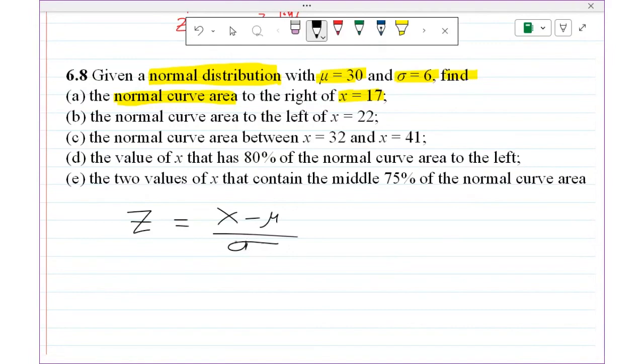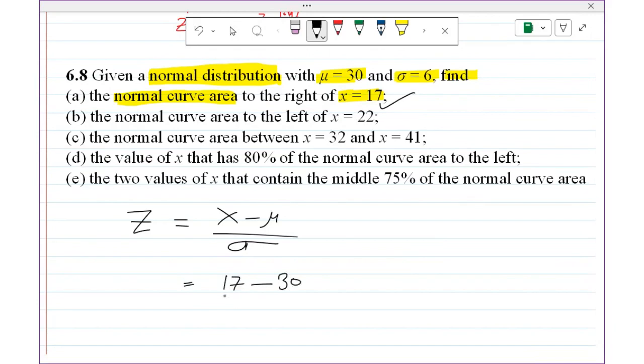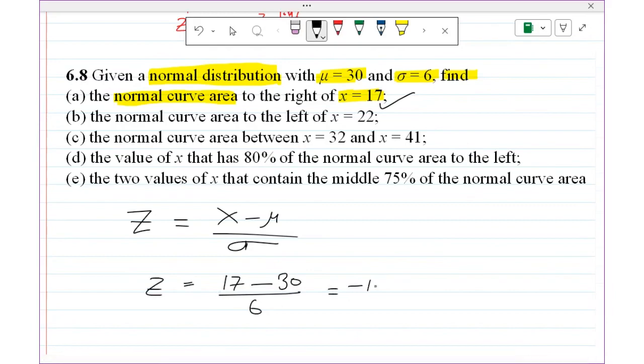Now, what is x in the first part? X is 17, so put 17 here, minus mu. Mu is 30, so put 30 here, and divide by 6. Very good. Roshan knows it. So the z value is minus 13 divided by 6, which is minus 2.17. Roshan, I am following you. Now, what do we have to find?